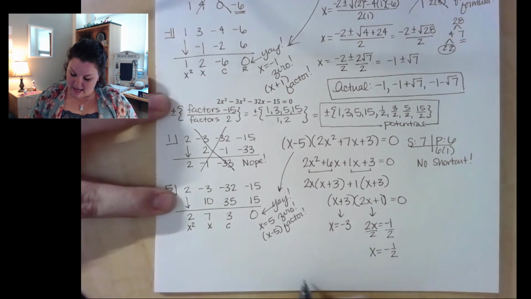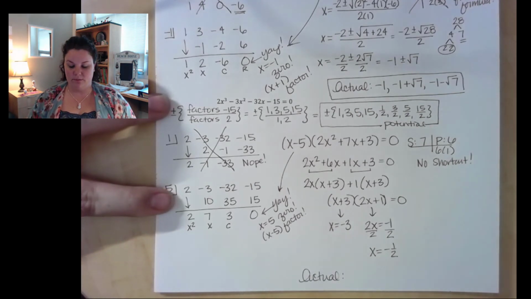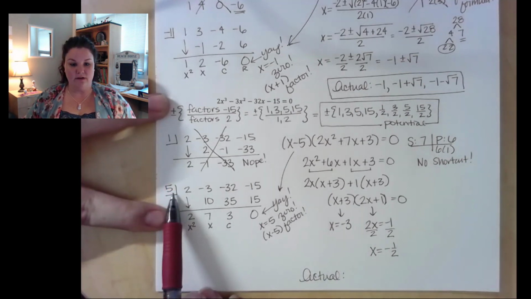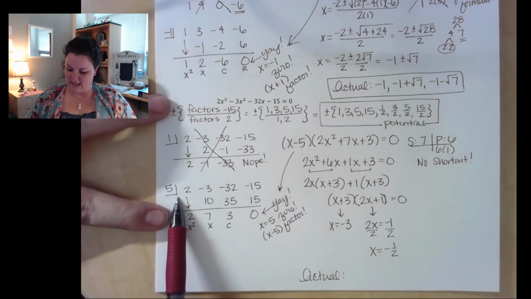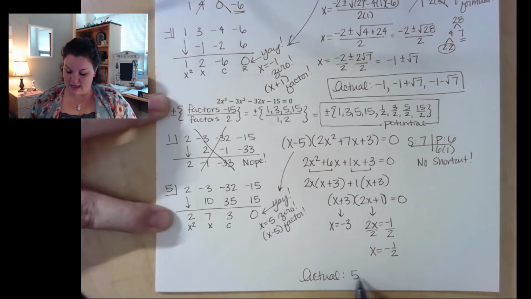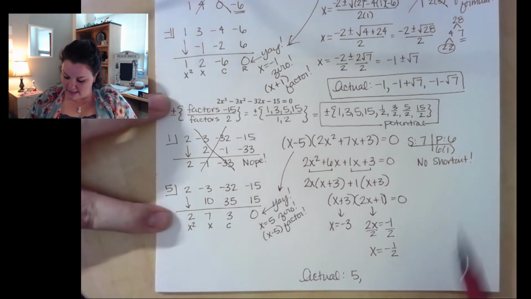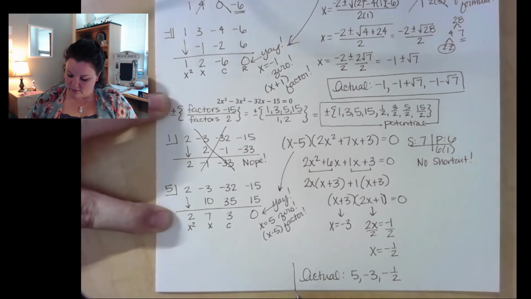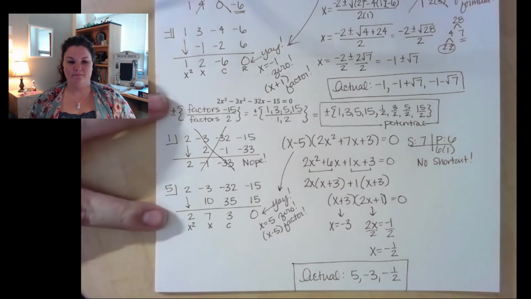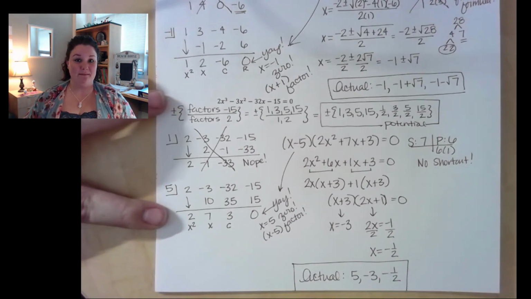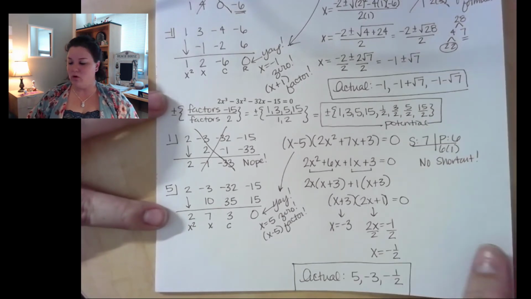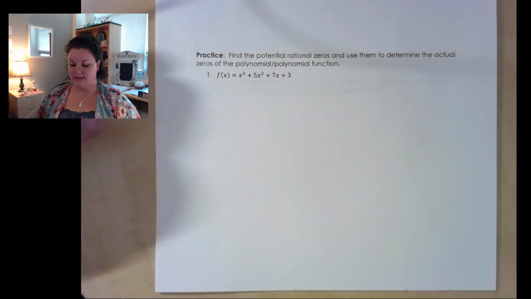So this means that the actual zeros that I get from this problem is this first one, 5, because I got the 0, 5 from synthetic. And then with my quotient that was left over by factoring it, I also got negative 3 and negative 1/2. Okay, so far so good? Maybe. Let's look at one more and then I will have y'all try some.